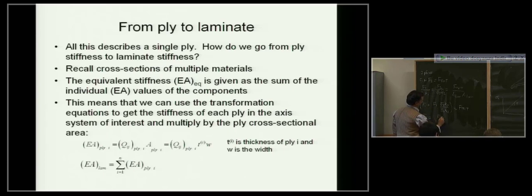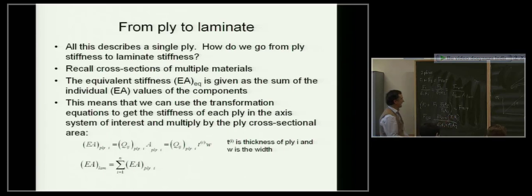F1 is F total divided by E1 A1 plus E2 A2, and it's multiplied by E1 A1. So in the case of 2 plies, the force in ply 1 is just the total force times the EA of that ply, the product of E times A, divided by the sum of the EAs.